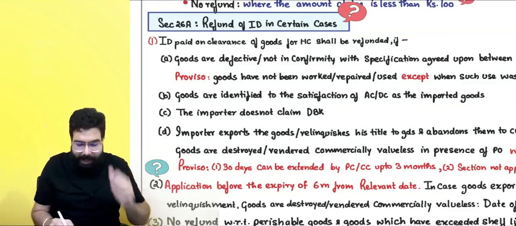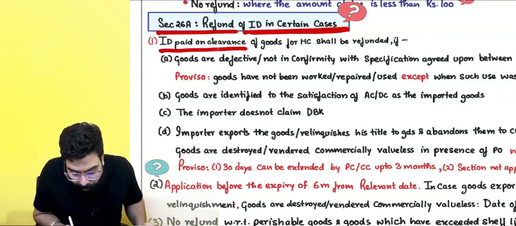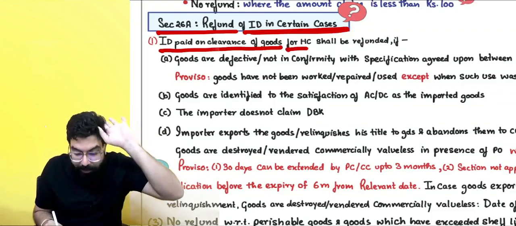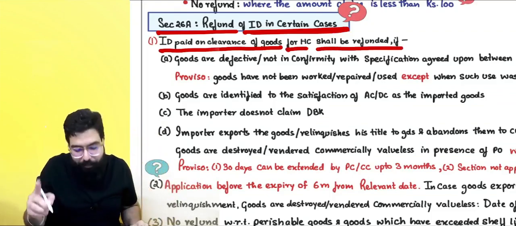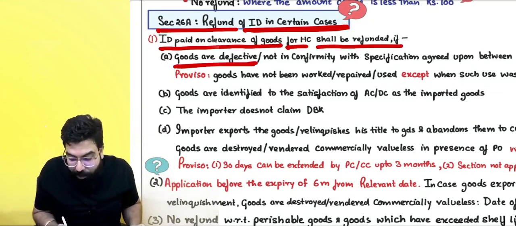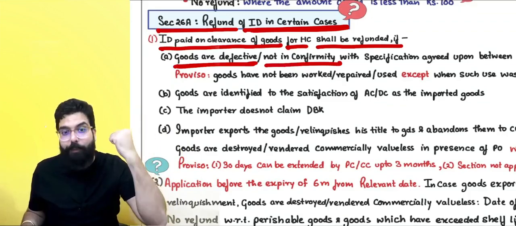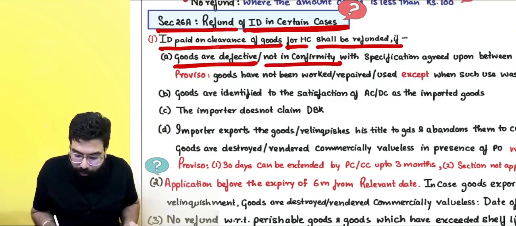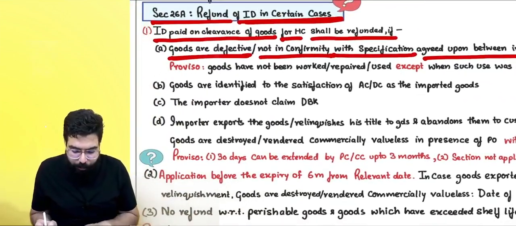Let's go ahead and understand refund of import duty in certain cases. Import duty paid on clearance for home consumption. You have already paid the duty. Now what? And sir, it shall be refunded if goods are defective, not in conformity. You ordered an Apple iPhone, they give you a pineapple phone.